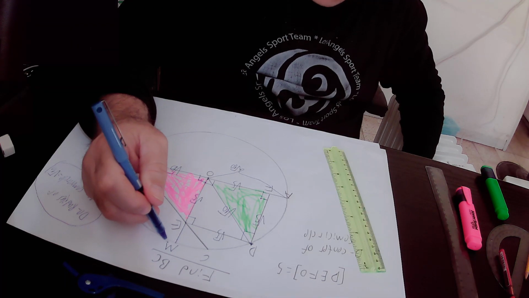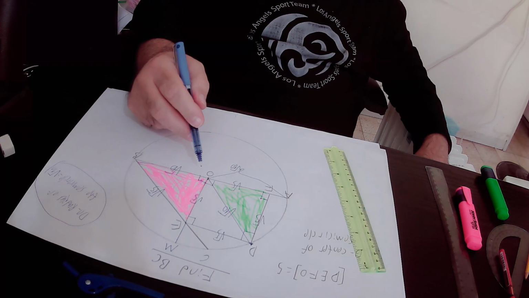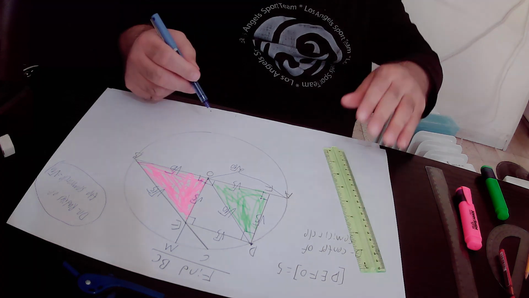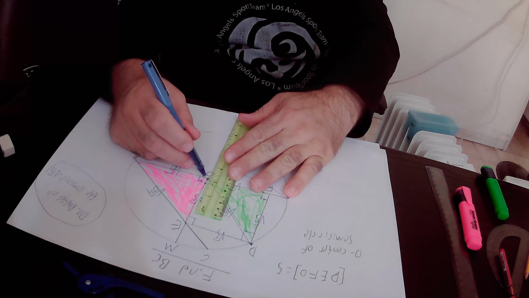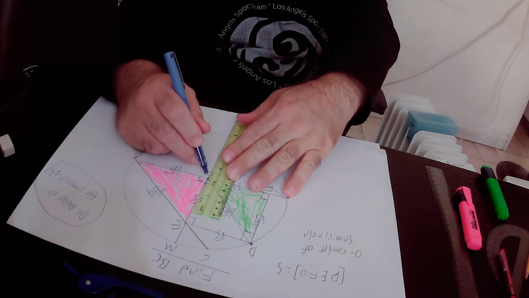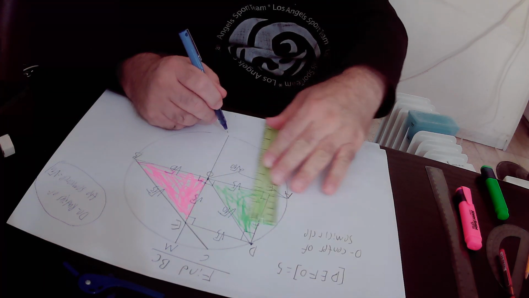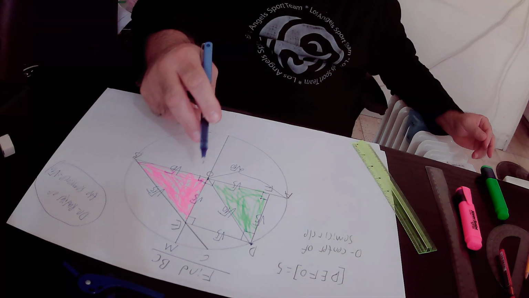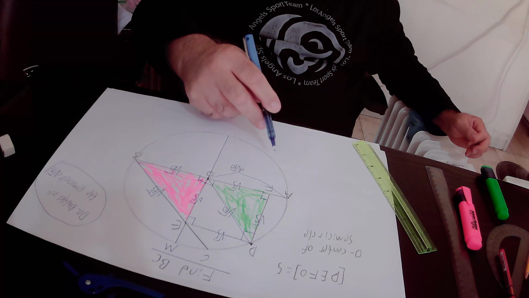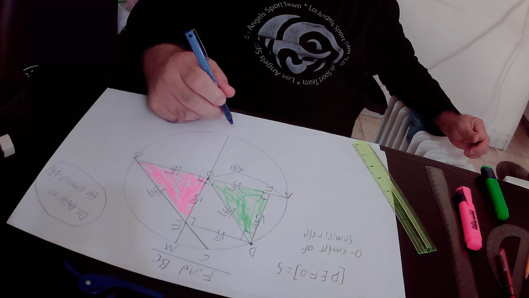In the next step, we will extend EO towards the lower side by a straight line until it touches the circle at this point. We will define the touching point of the extended EO and the circle as point N.